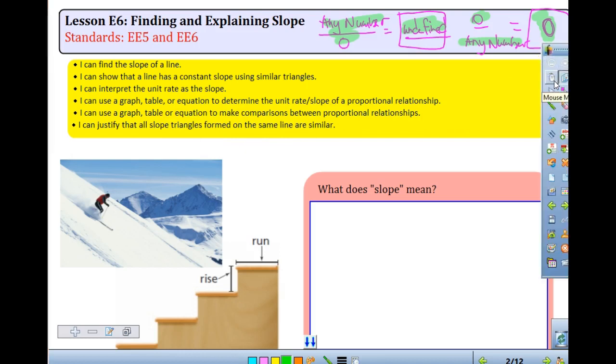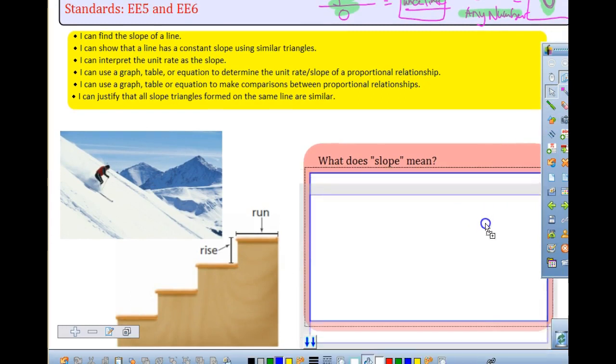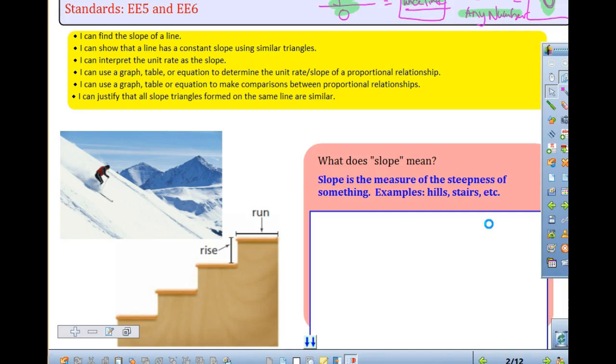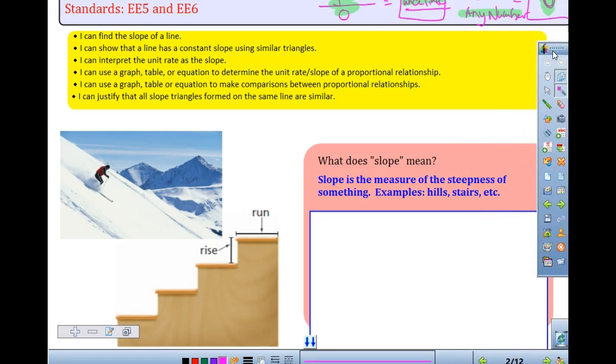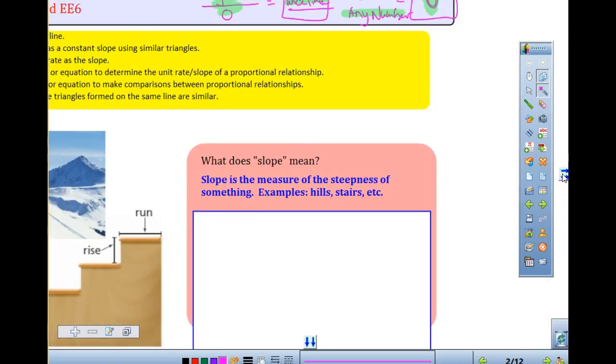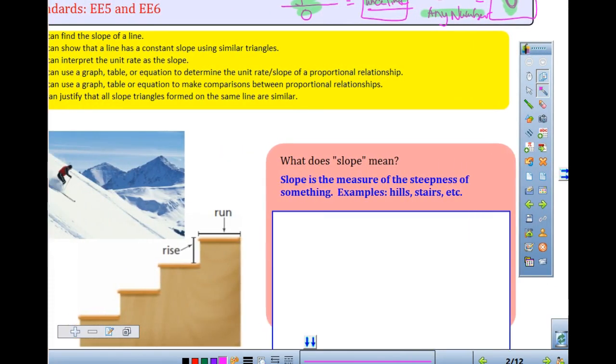So right now, as you are looking at what does the word slope mean? Because sometimes my writing is hard to read, I would like you to write down what I have up here. Slope is the measure of steepness of something. Example, it could be the ratio, if we're thinking about how steep a hill is that we are going down, it could be the stairs, how steep they are. Like sometimes in older homes, stairs are really steep, but in newer construction, they have to meet a certain ratio.